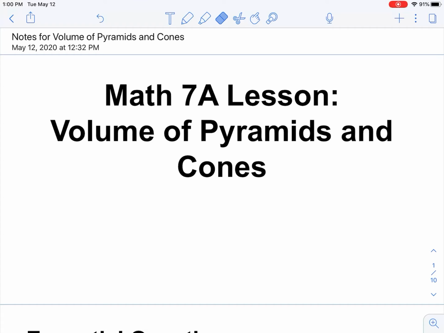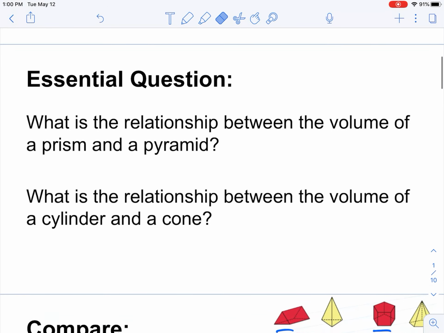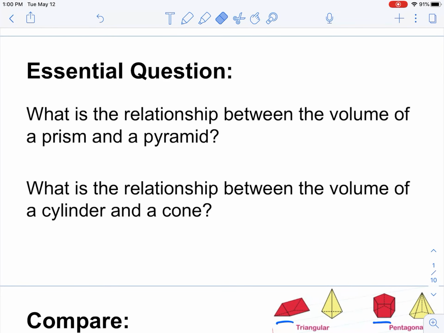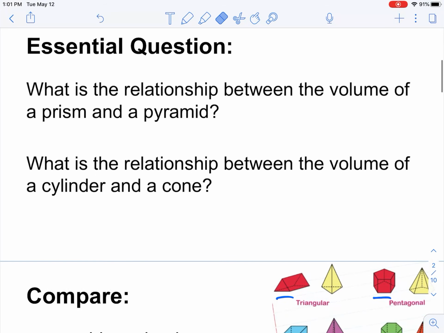Hi everybody, today we're going to learn about the volume of pyramids and cones. Here are your essential questions. What's the relationship between the volume of a prism and a pyramid? And then also, what's the relationship between the volume of a cylinder and a cone?